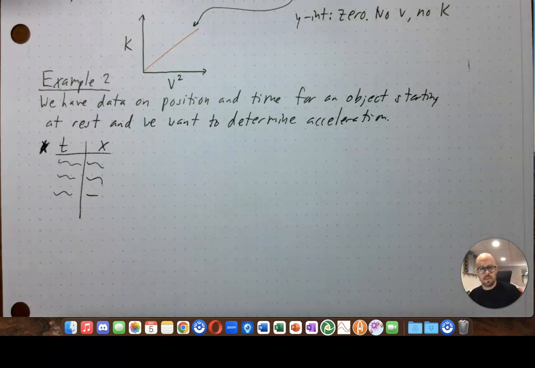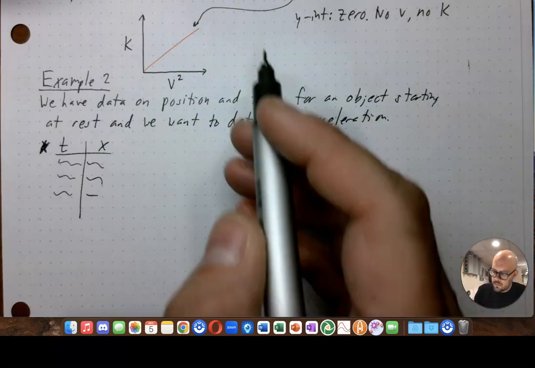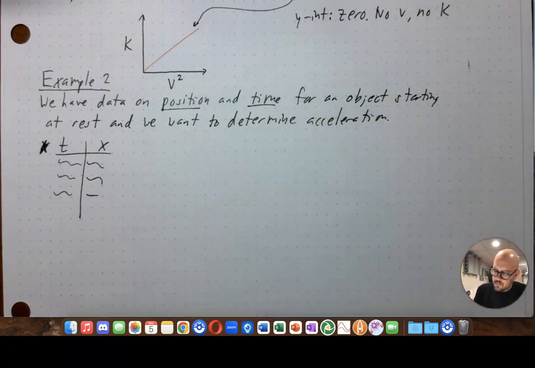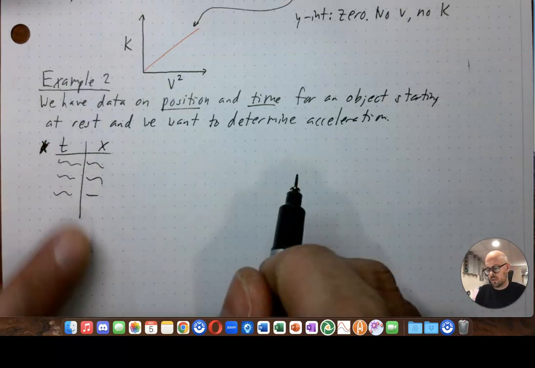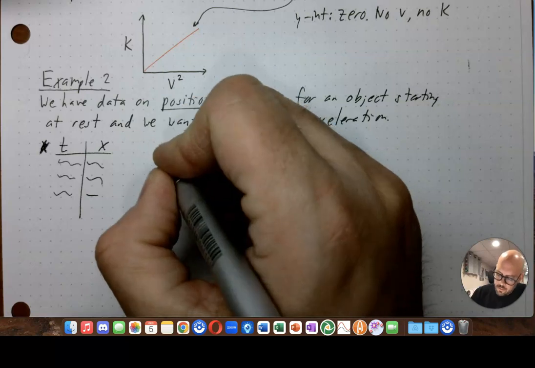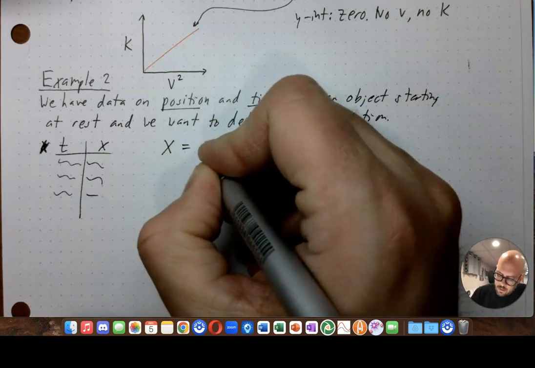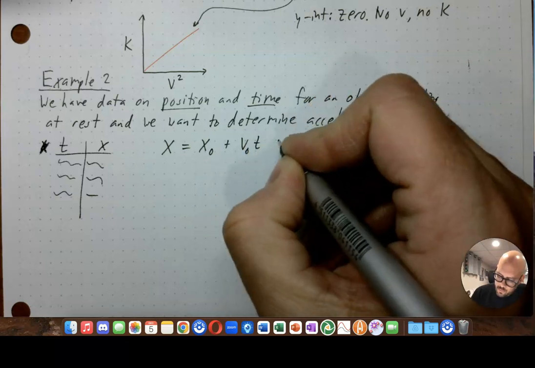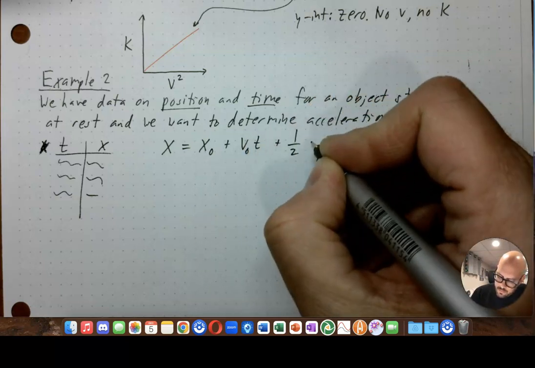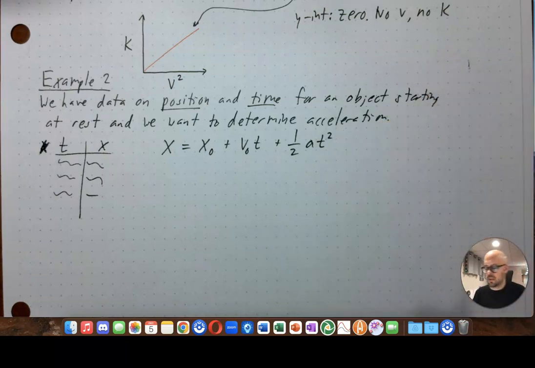Okay, so the next one. We have data on position and time for an object at rest, and we want to determine acceleration. Time was our independent variable, position was our dependent variable. We have this really long equation for position and time. If I wanted to determine acceleration, this is the equation I would need to use.